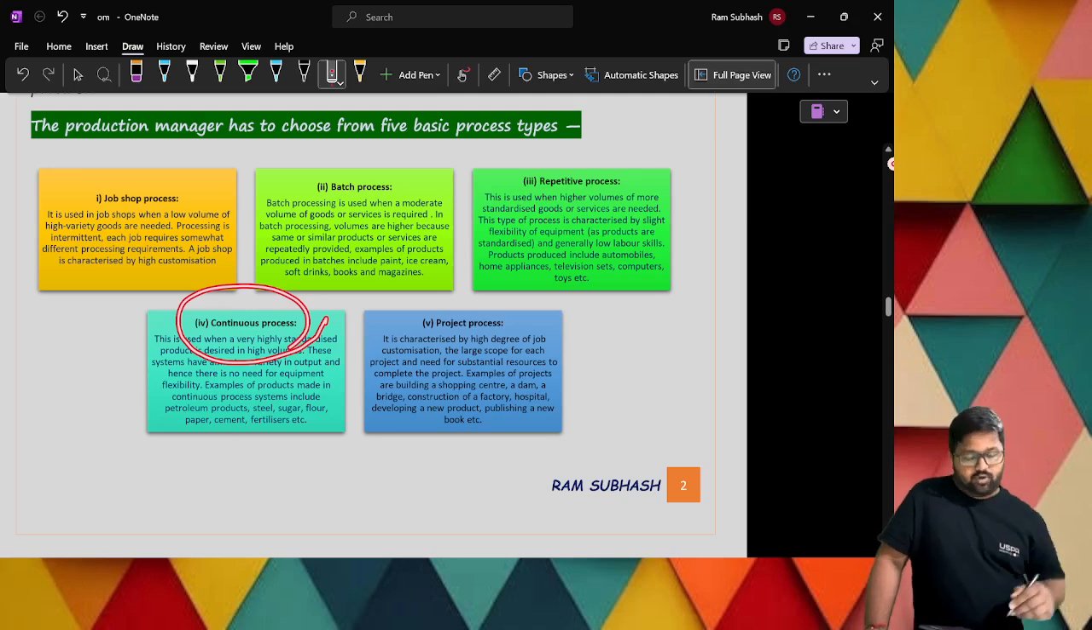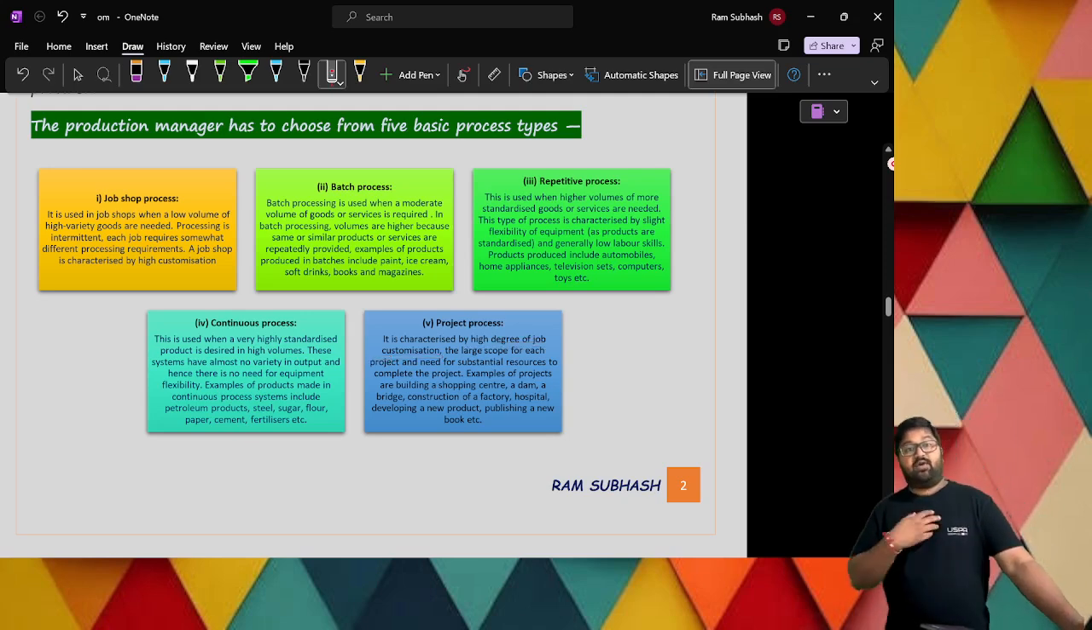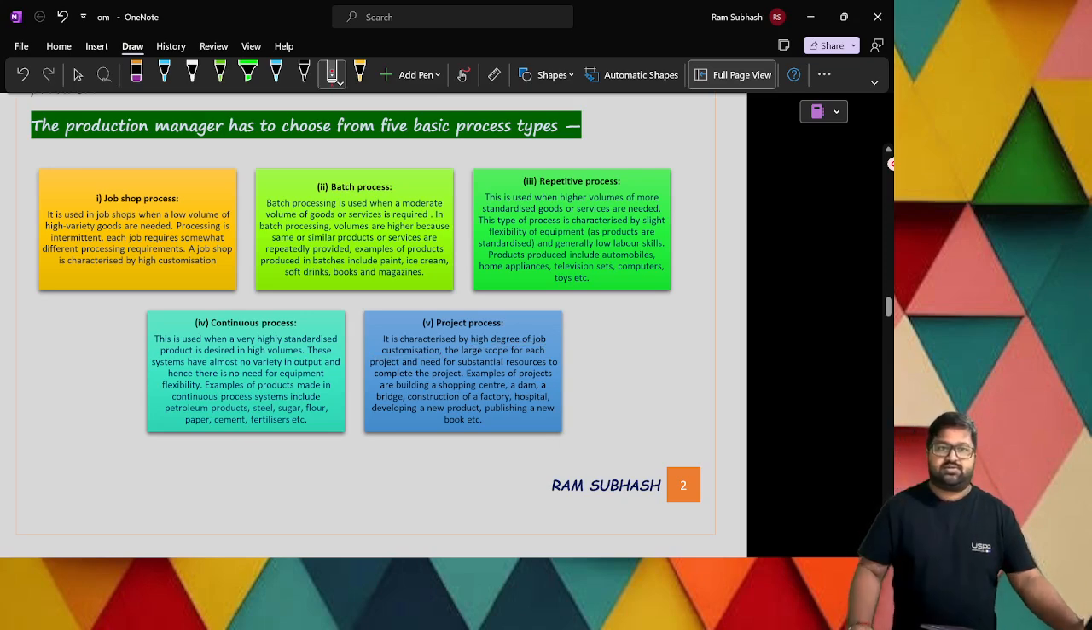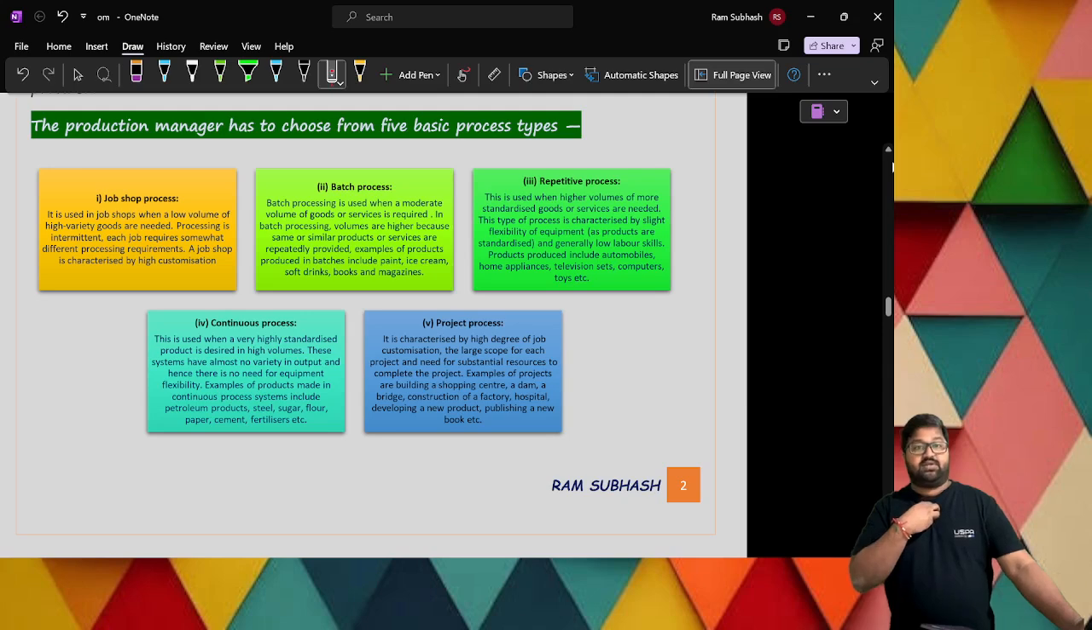So next, what about project? As I said, project is nothing but construction activity, software and all. So let us see: high degree of job customization. For example, I want to construct a villa. As per my requirements, you will construct it. I want to construct a bridge. As per my requirements, you will construct it.